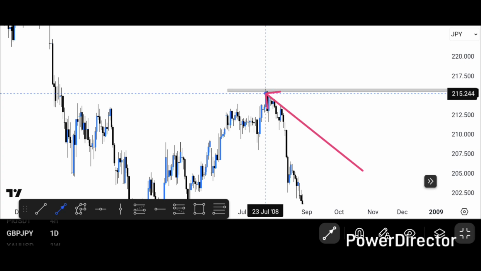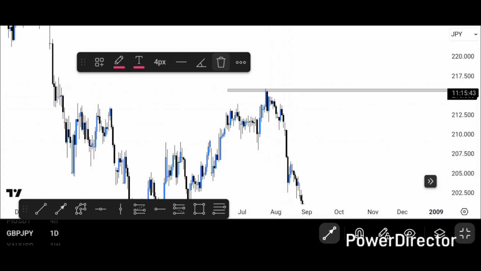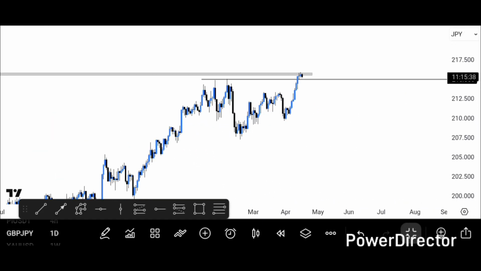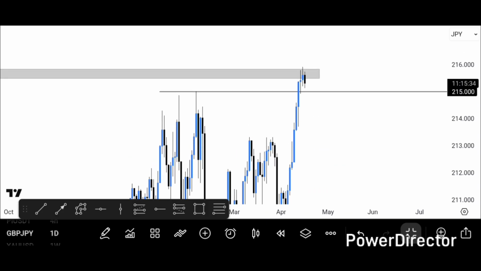That's crazy. So see how price from this zone we dropped, right? So we are at this same zone right now. Currently we are at that zone. So potentially from this zone I see price dropping. Now how low is it going to drop? That's what I don't know.